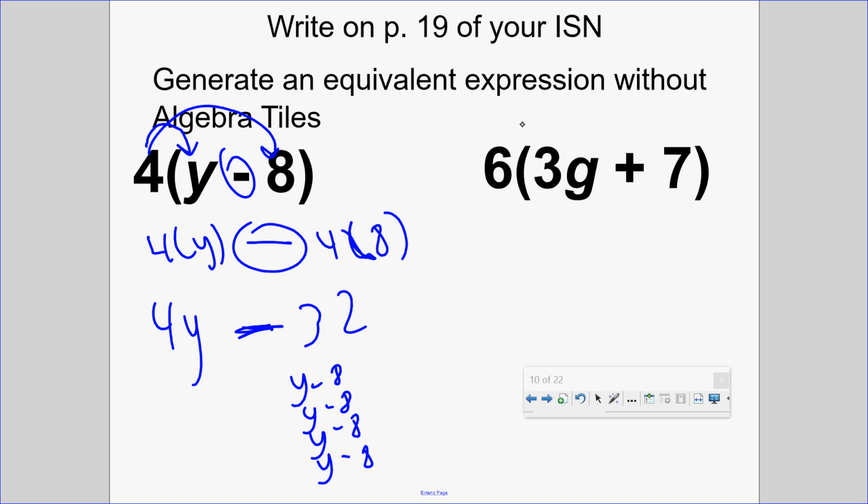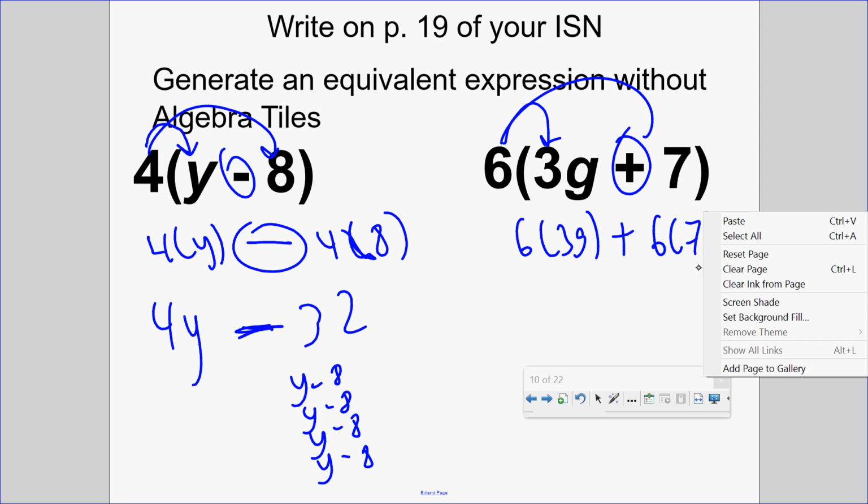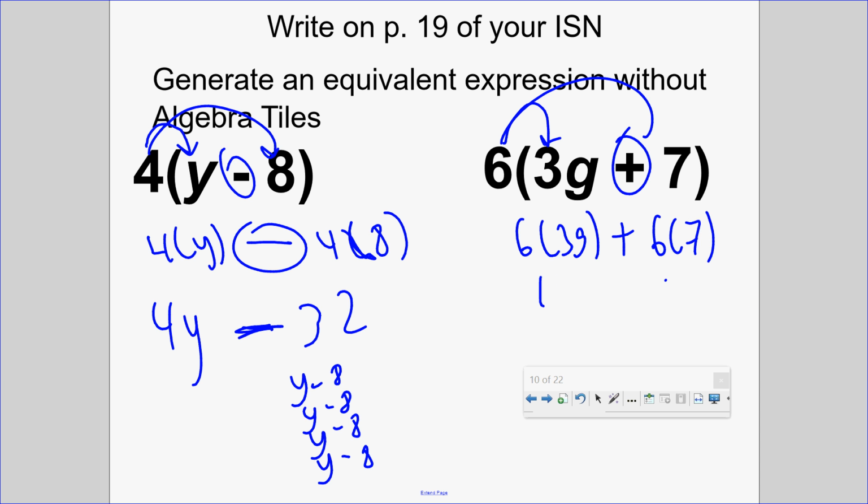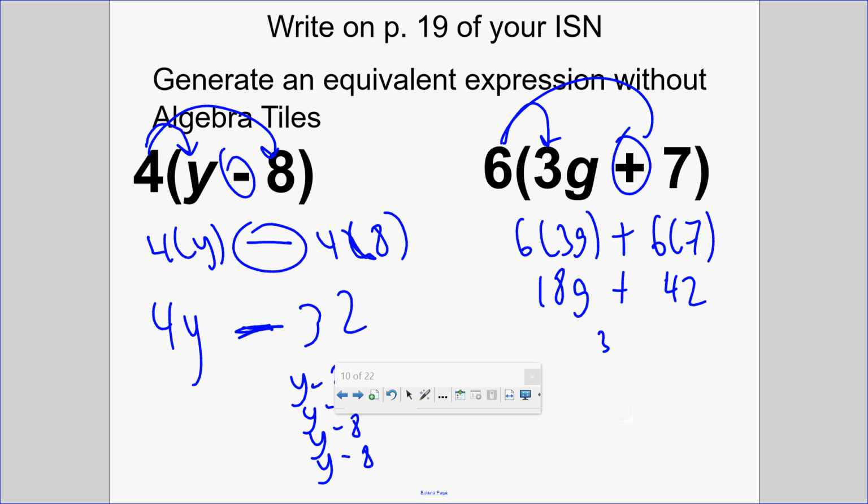Let's try the next example. 6 groups of 3G plus 7. 6 groups of 3G is 18G, plus 6 groups of 7 is 42. Again, if you do not trust me, 3G plus 7, 3G plus 7, and so on, for 6 quantities. How many groups of 3G's do you see here? 6 of them. Plus, how many 7s do you see here? 6 sevens. So 18G plus 42.